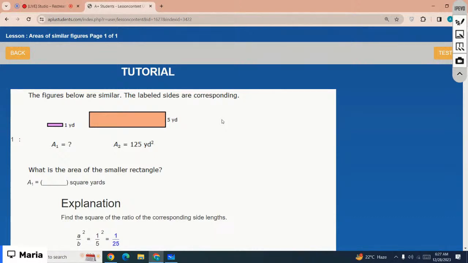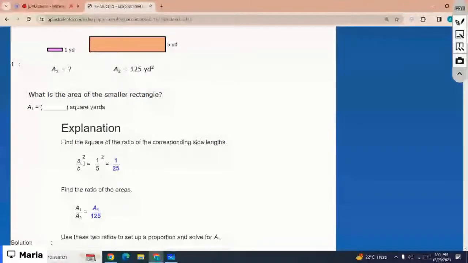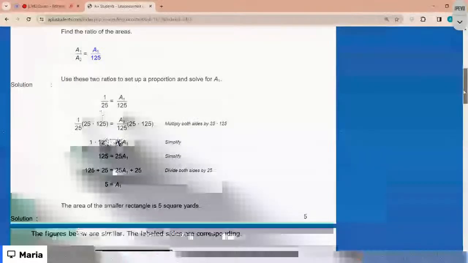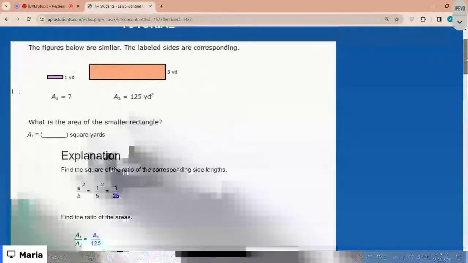Here you can see the corresponding sides are 1 yard and 5 yards. So make a ratio, find the square of the ratio, and then equate it with the area, that is 1 over 125. The area you are given for the bigger triangle is 125. Then solve it for the area of the smaller one. Let's just start with the test.